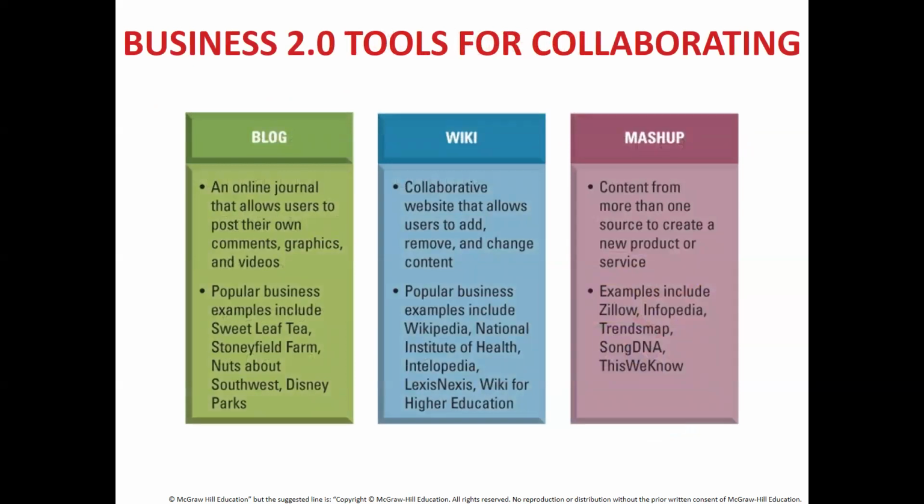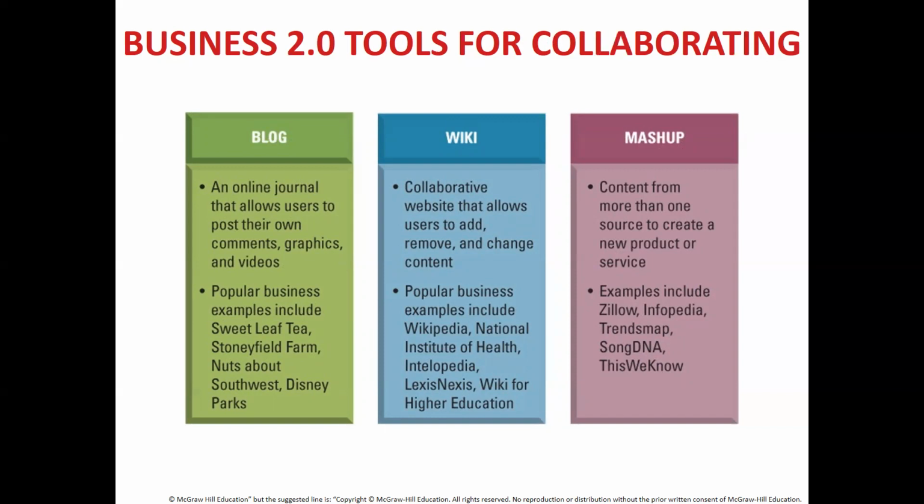Web 2.0, tools for collaborating. The three major tools that are used for collaborating are blog, wiki, and mashup. Blog: an online journal that allows users to post their own comments, graphics, and video. Examples: Sweet Leaf Tea, Stony Farm, Nuts About Southwest, Disney Parks, etc. IMDb is also an example of a blog.